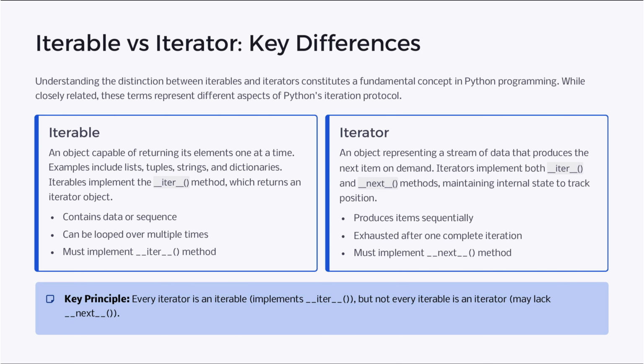Understanding the distinction between iterables and iterators is crucial in Python. Iterables, like lists and strings, can be looped over multiple times and must implement __iter__. Iterators, however, produce items sequentially, are exhausted after one iteration, and must implement both __iter__ and __next__. Every iterator is an iterable, but not vice versa.